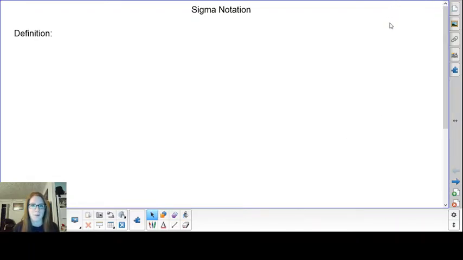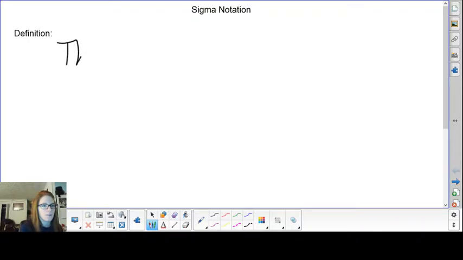Okay guys, so we just finished doing some integration. What we're going to do now is talk about summations. We like summations because they let me add a bunch of stuff at once. So we have to take a look at what that is.